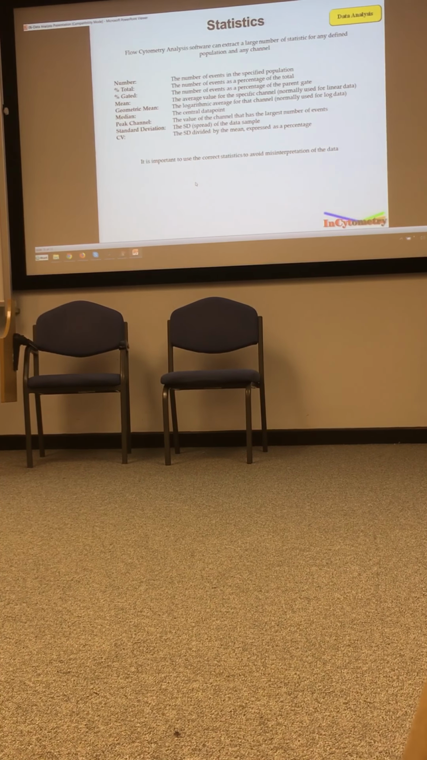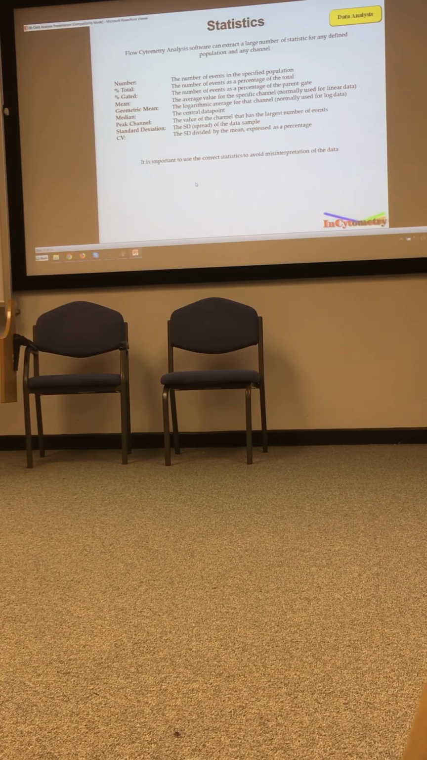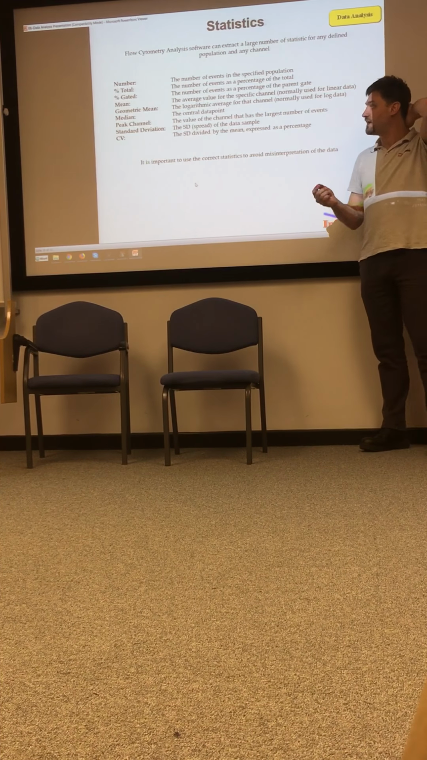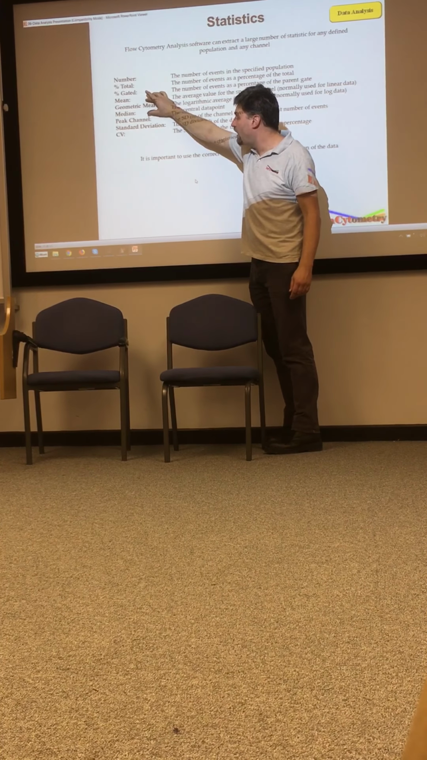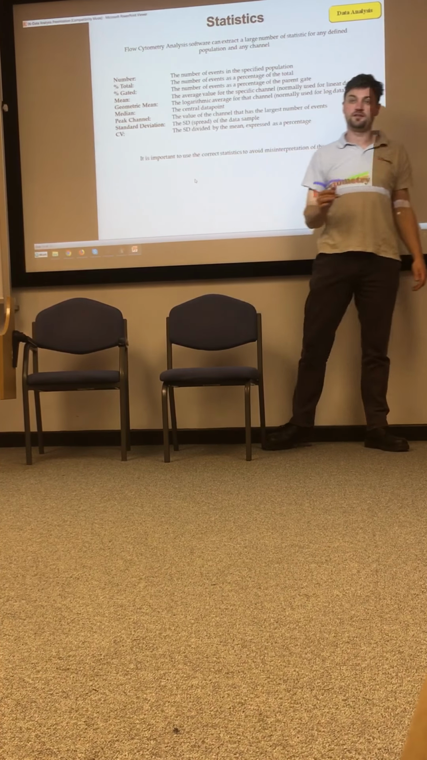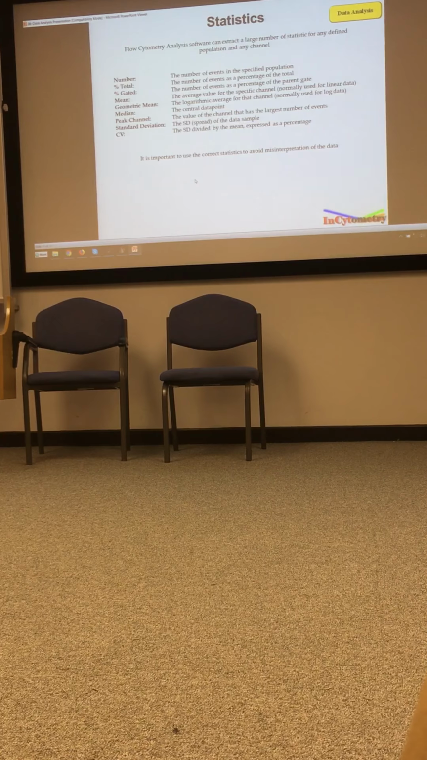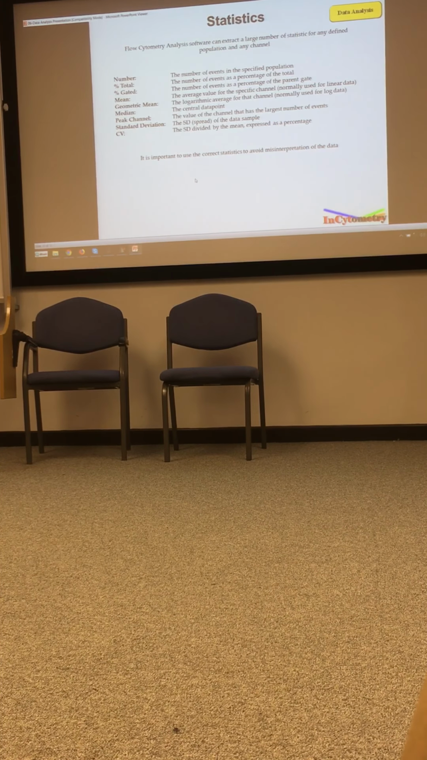Right, so stats, the other part of data analysis. So obviously we're using our plots to subdivide our populations, then we need our stats. So the bottom ones here are used to look at the amount of fluorescence. The top three are used to look at populations: number, percent total, percent gated.